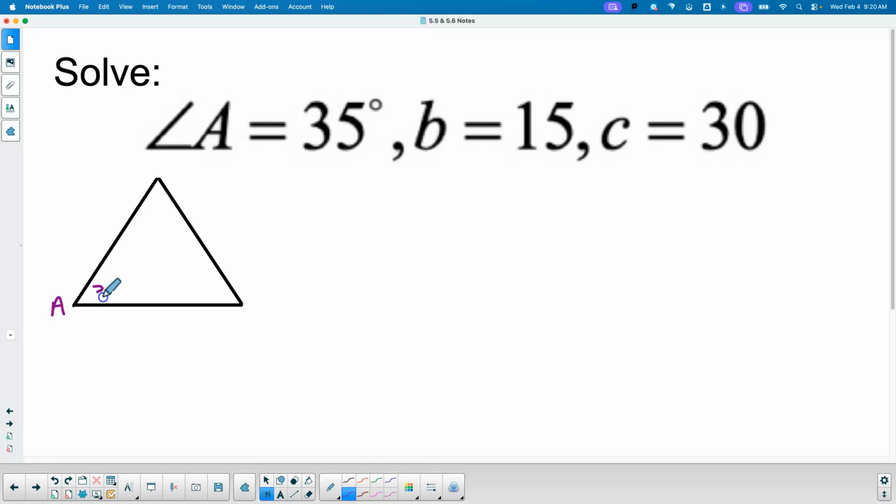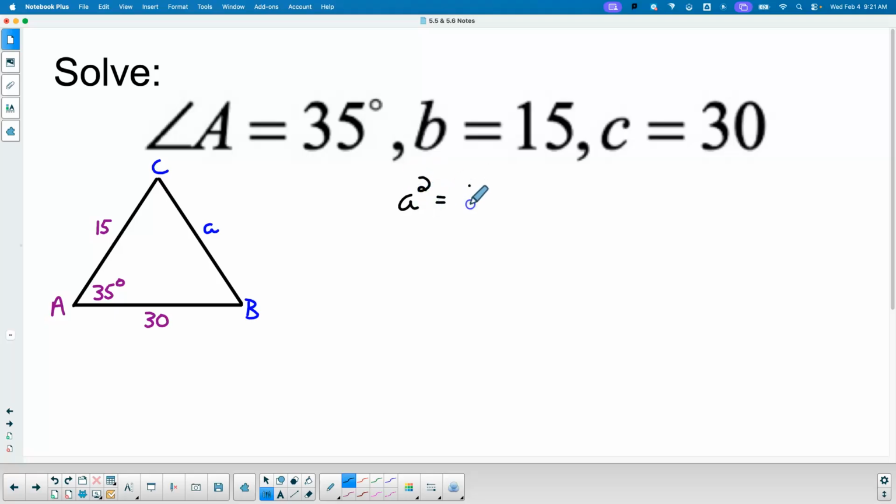So we've got angle A at 35 degrees, which means then that this is side A. We've got angle B, could be in either spot, doesn't matter, but that side length is 15. Angle C would be the other one, and that side length is 30. Side angle side case, yes? Okay. So I would start with the law of cosines.